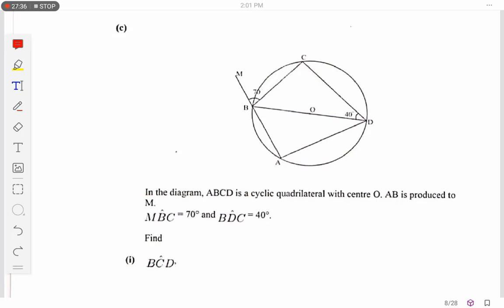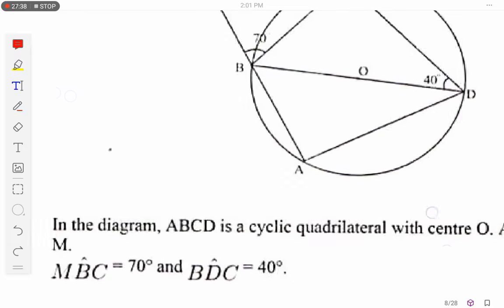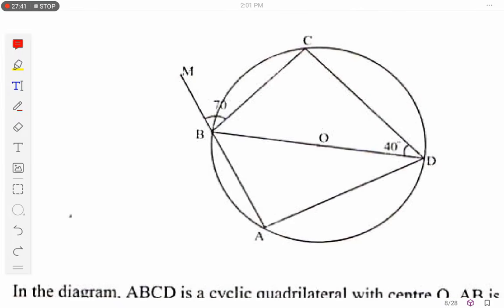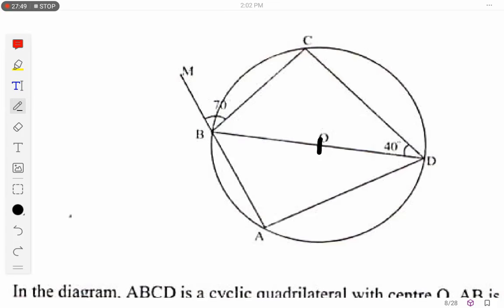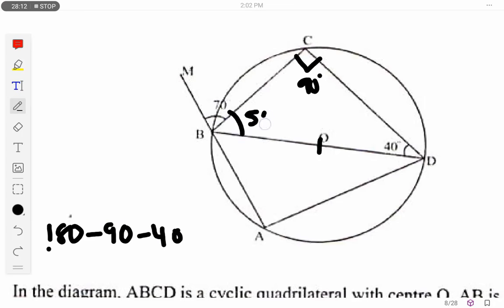Here, let me just zoom in and we try to find the angles that we have. We have a diameter passing through the center like that. So this one is 90 degrees, angle subtended by the diameter. Then we can also calculate this one using the idea of triangles: 180 minus 90 minus 40, we get 50 here. So this is 50 degrees here.